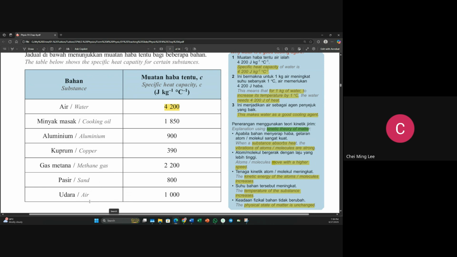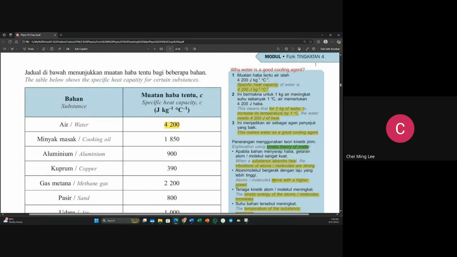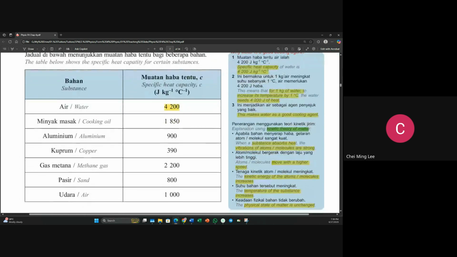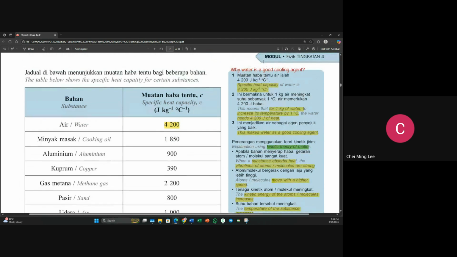Okay, now let's see why we use water as a good cooling agent. Why is water a good cooling agent? Okay, so jot this down first. Because the specific heat capacity of water is 4,200 joule per kg per degree Celsius. Later I will show you.